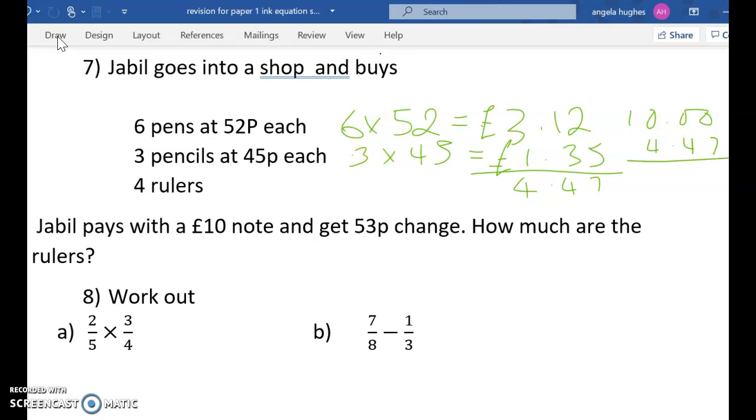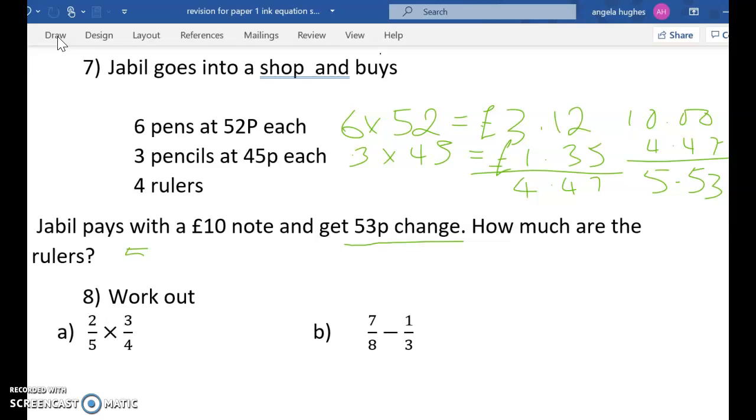Okay. So remember all your borrowing and things like that. Okay. So you end up with £5.53. So we now know that I had £5.53 left, and some of that has got to be change. Okay, so 53p is change.